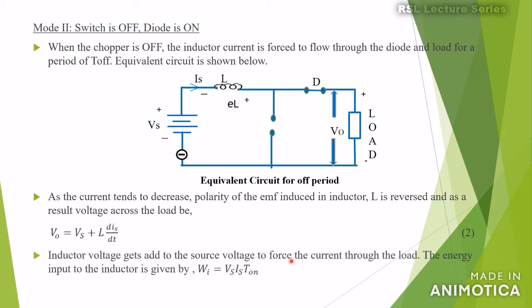We have already discussed that the energy stored during on time, Wi, is given by Vs Is into T on. Now we can write the energy released by the inductor to the load during off time. From equation 2, we can write the voltage across the inductor is equal to V0 minus Vs.